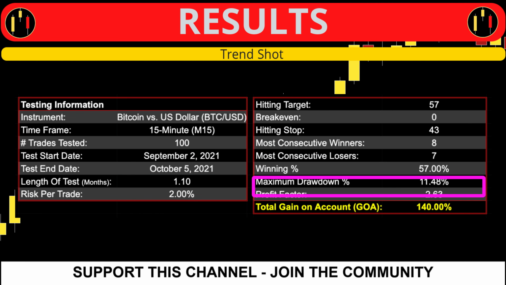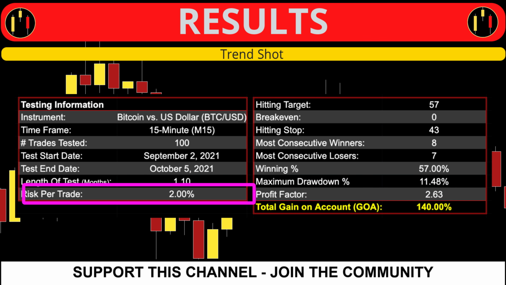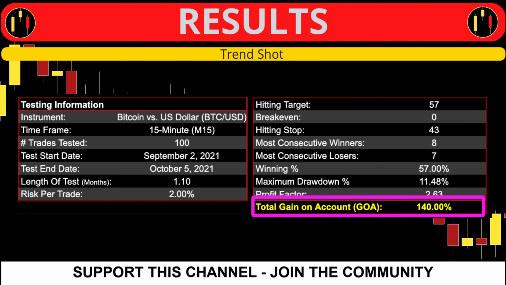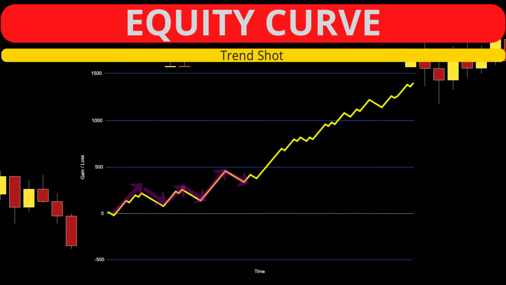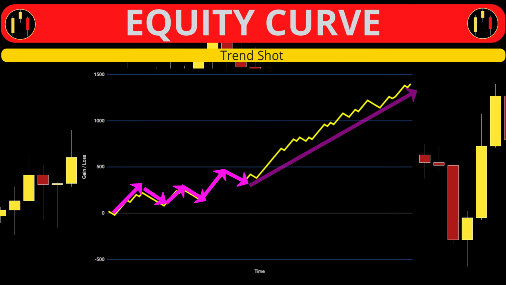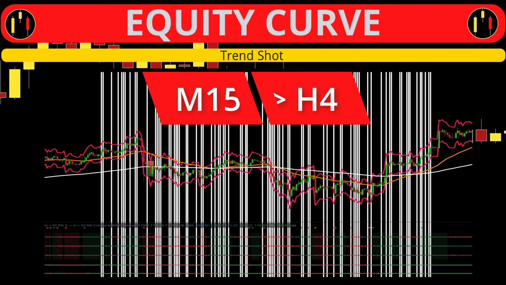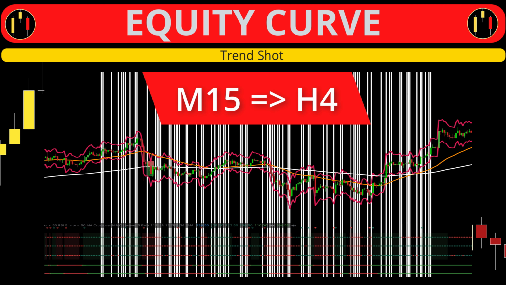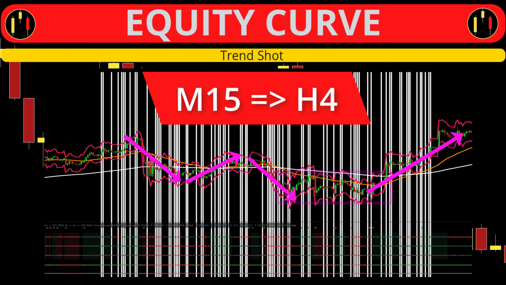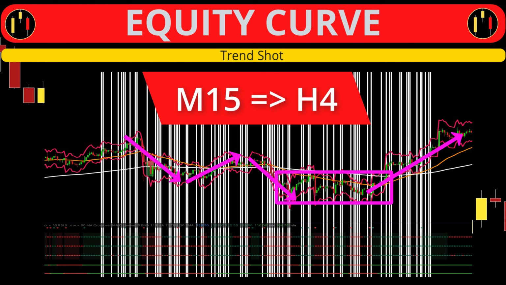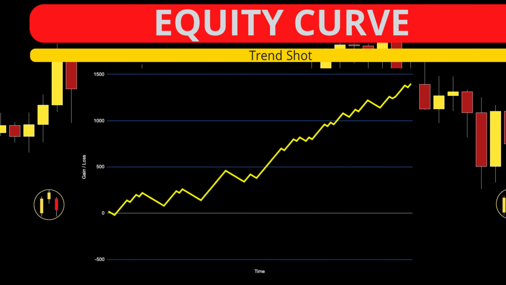This test produced a very nice 2.63 profit factor, and risking 2% per position, the total gain on account was 140%. The equity curve here is characterized by some upward choppy movement followed by a very impulsive trend. Taking the trades from the 15-minute dataset and placing them on the 4-hour chart, we can see there were areas of nice directional movement in addition to some consolidating conditions, confirming the effectiveness of this system during trending markets.